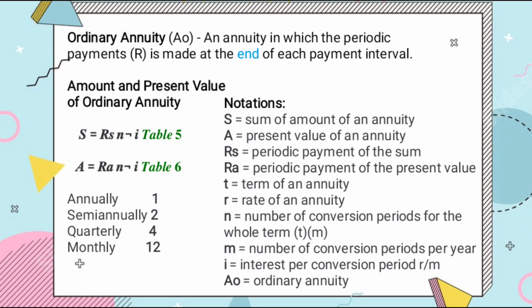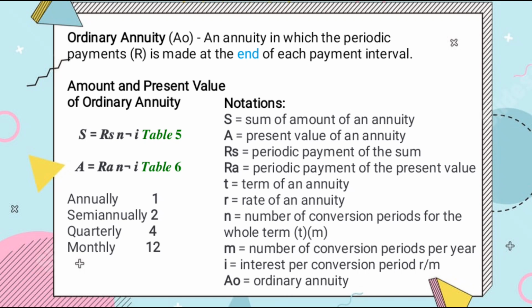So, T is one of the things you need to find, the term of an annuity, and R is the rate of the annuity. N is also used in solving an ordinary annuity. To get the N, you need to multiply the T by M. M is the number of conversion periods per year.